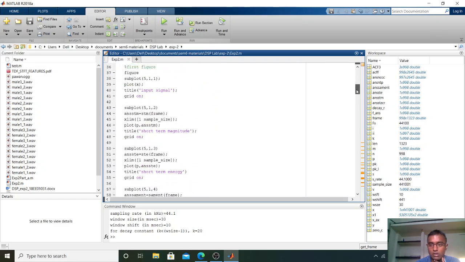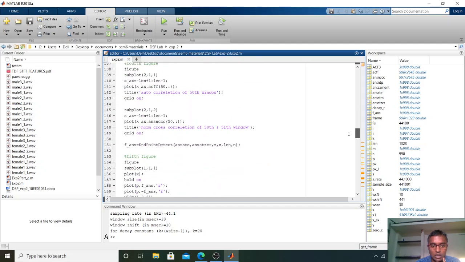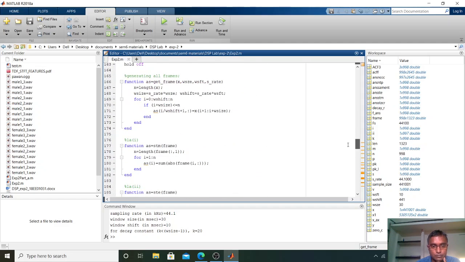After that I have written my code for those features, and I will be explaining them one by one. First of all, generating all frames, which means many frames will be generated, so let us store all the frames at once. I am sending x, the total input, the window size, window shift and sampling rate, this one in kilohertz, and this one in milliseconds and milliseconds. First, n is equal to the length of x. After that I have changed my window size and window shift into the number of samples.